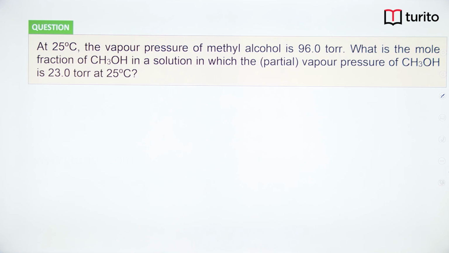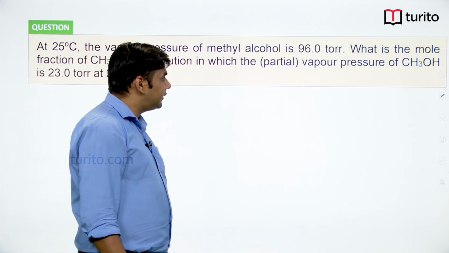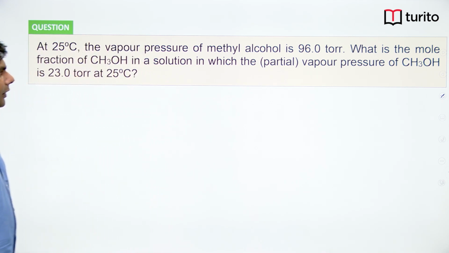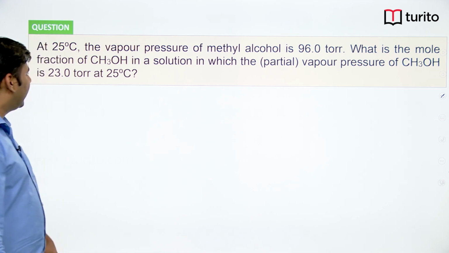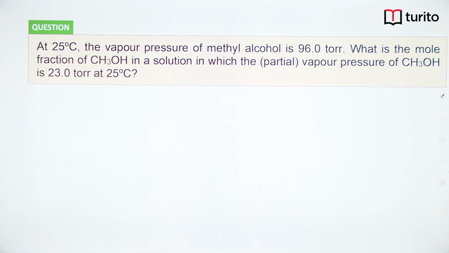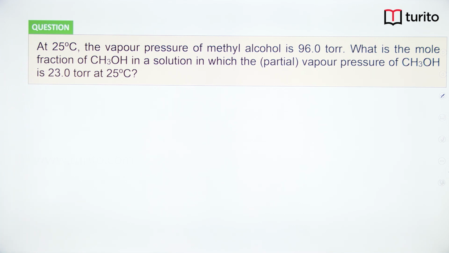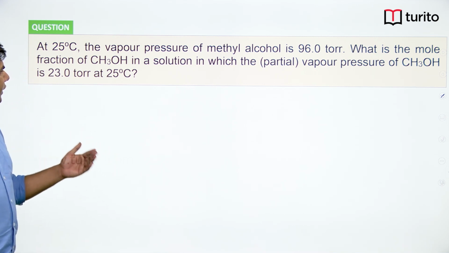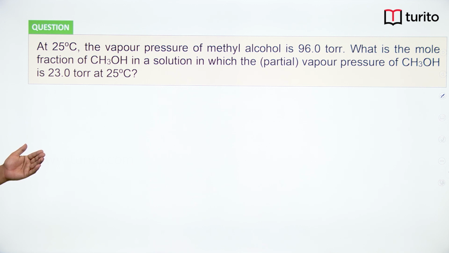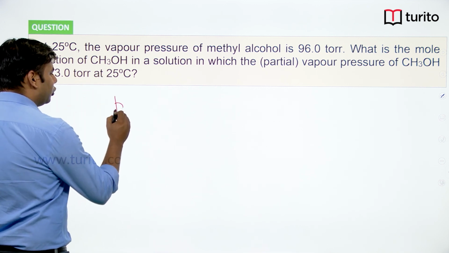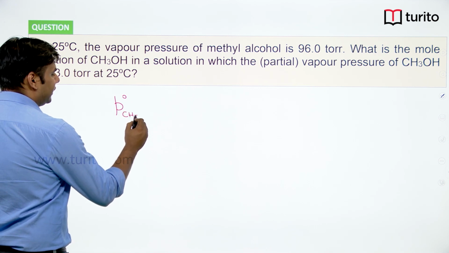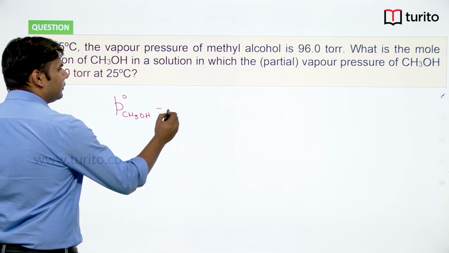Okay, so let us solve some questions on this. Now this says that at 25 degrees Celsius, the vapor pressure of methyl alcohol is 96 torr. What is the mole fraction of methanol in the solution in which the partial vapor pressure of methanol is 23 torr? Okay, so obviously we have understood the question. This is saying that the vapor pressure of pure methyl alcohol is given to us as 96 torr.